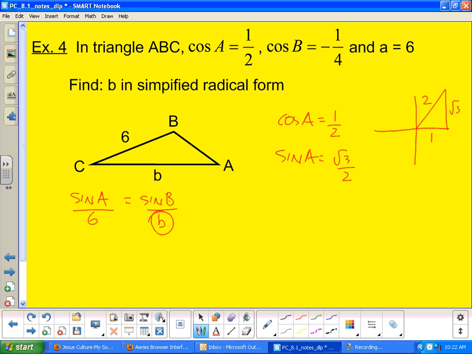Cosine of B equals negative 1/4. Where does that have to happen? This has to happen in quadrant 2 or 3, but we know it's not going to be in 3 because I can't have angles that are bigger than 180 in a triangle. So I've got this set up where I have x over r, which means I got to find that. How do I do that?